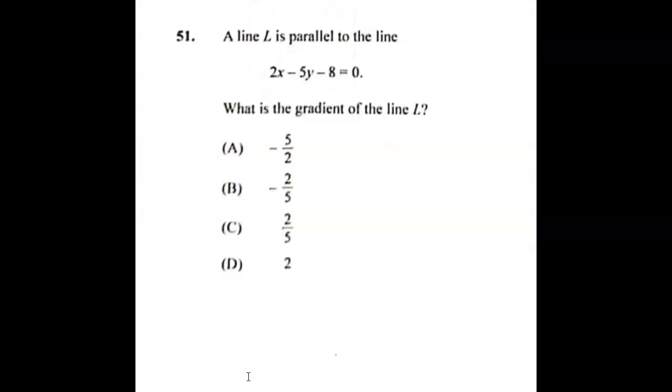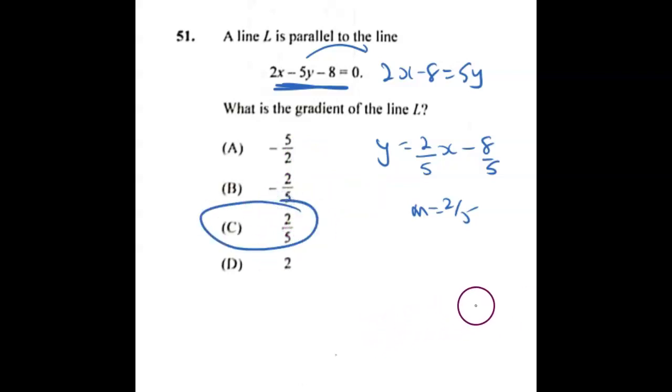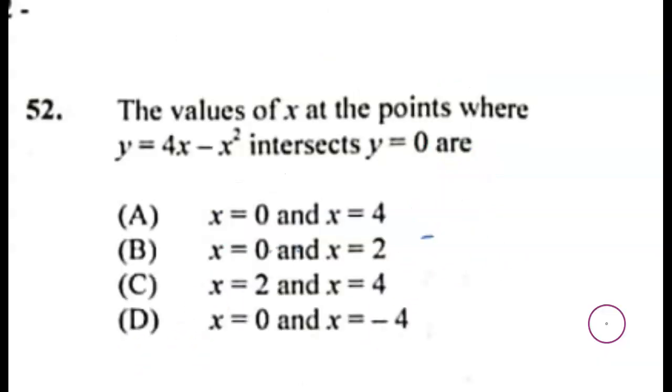Right, so they say L is parallel to this line. So let us firstly make y the subject of the formula. If I just send y here, I'll get 2x minus 8 is equal to 5y. So y will really be 2 on 5 x minus 8 on 5. So my gradient is 2 on 5. So the gradient will also be 2 on 5, right? If it's parallel. If it were perpendicular, then I'd have to flip it and change the sign, right? So C is the answer for number 51.